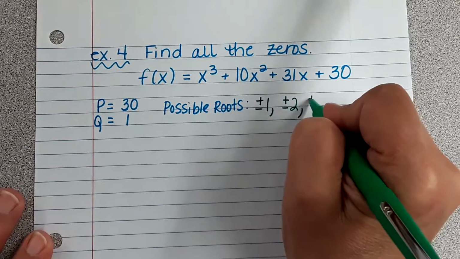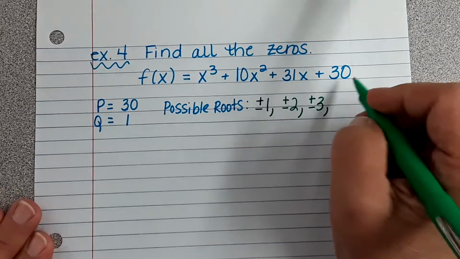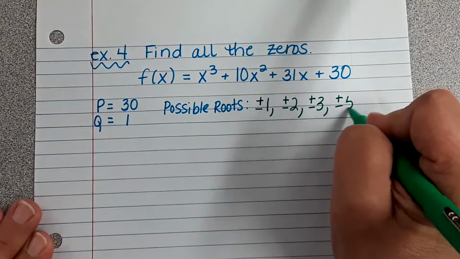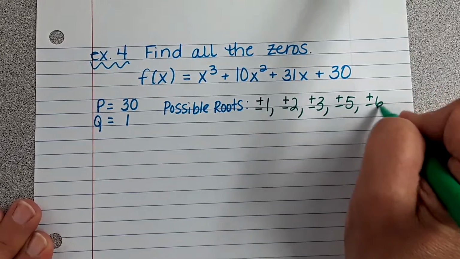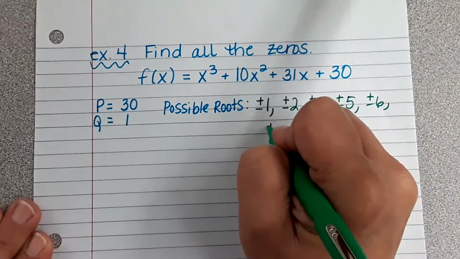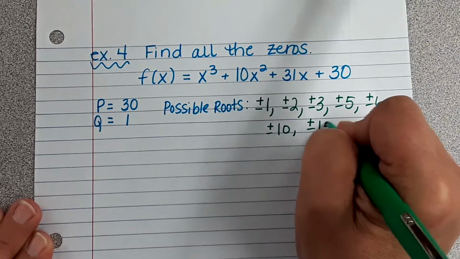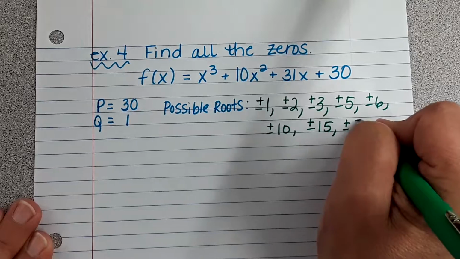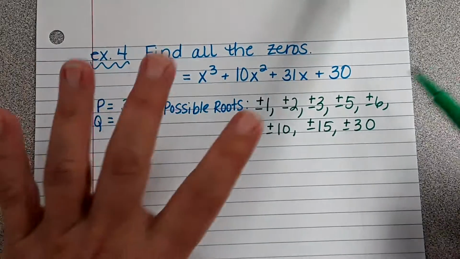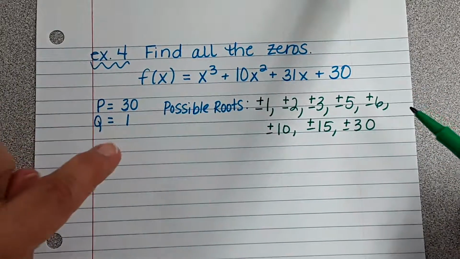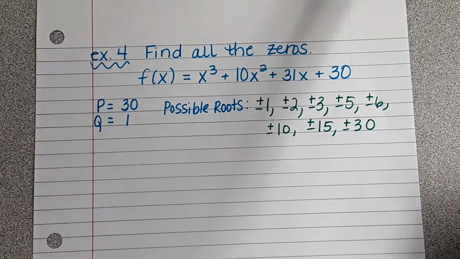2, 3, 5, 6, 10, 15, and 30. Again, I just want to reiterate, the only reason I know that I can do this is because Q is 1. If Q was not 1, then I would literally have to go P over Q, and you guys, you know that there will probably be another video on that again if I give you another assignment.